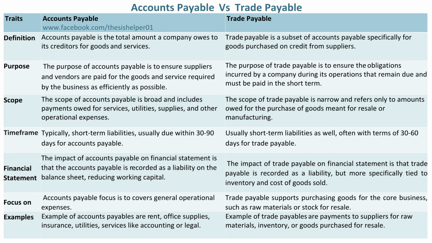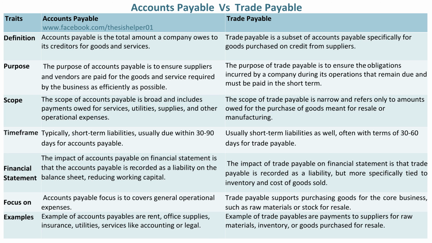The impact of accounts payable on financial statements is that accounts payable is recorded as a liability on the balance sheet, reducing working capital. Whereas, the impact of trade payable on financial statements is that trade payable is recorded as a liability, but more specifically tied to inventory and cost of goods sold.